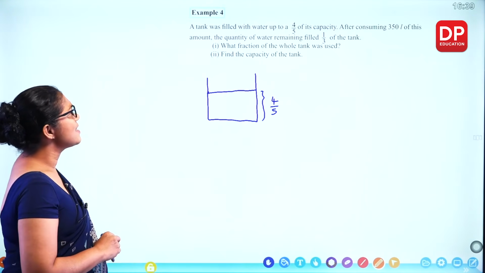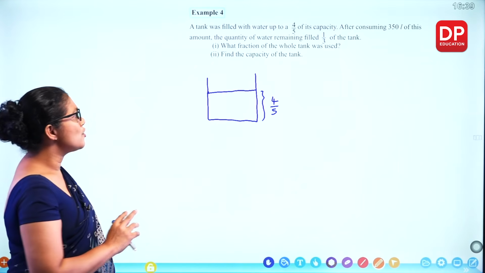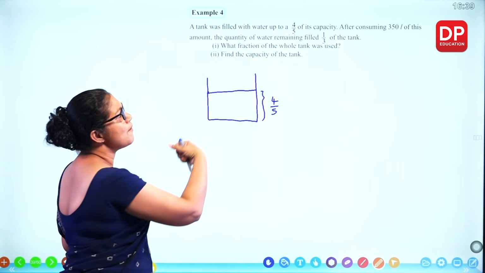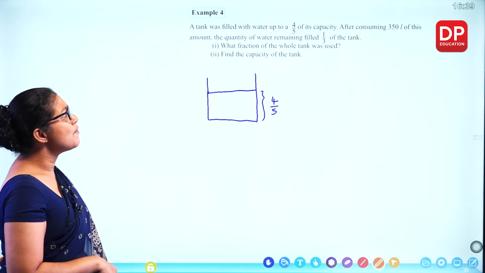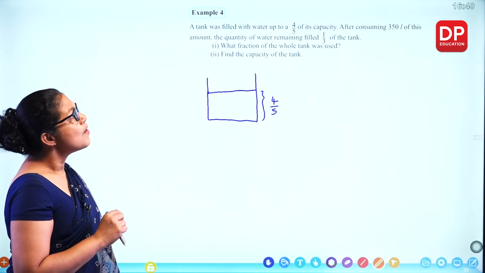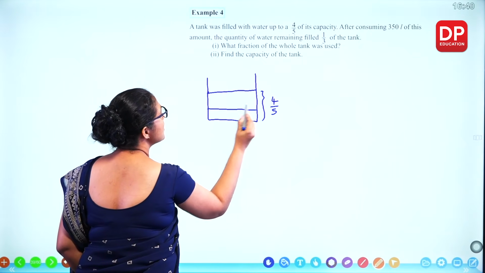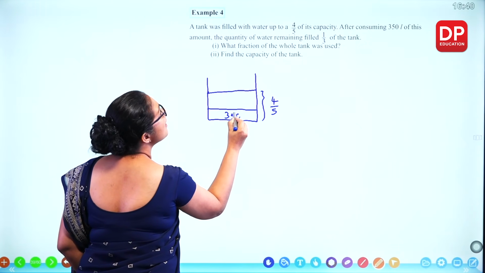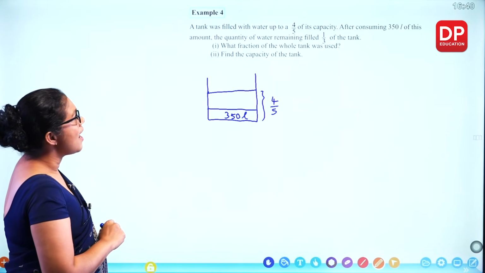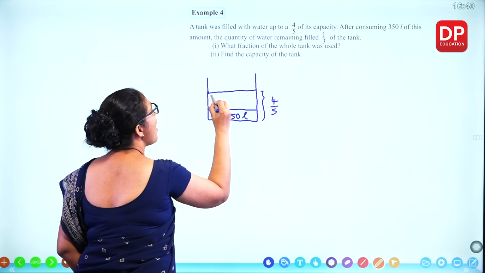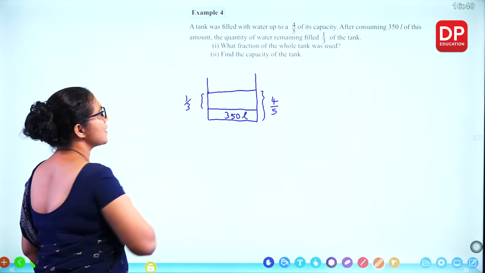So what does it say? You have a tank filled with water, and from this they have taken 350 liters. The quantity remaining is 1/3 of the tank. So out of this water, 350 liters have been used, and this part is 1/3. So the remaining part means 1/3 of the tank.